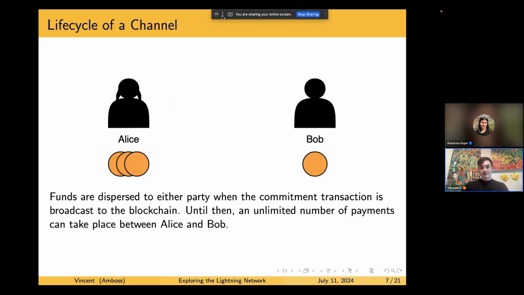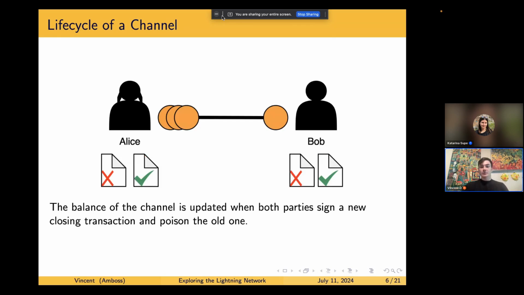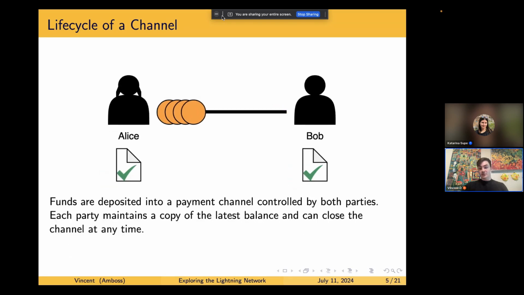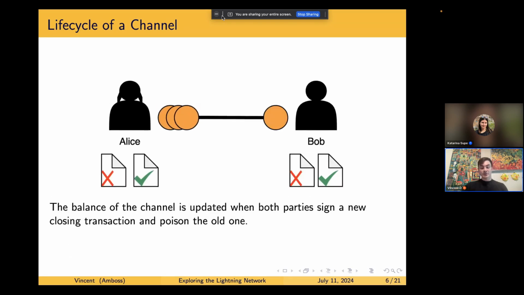So when that happens, the funds are dispersed to either party according to that transaction. And until then, an unlimited number of payments can take place between Alice and Bob. Whereas before, on the base chain, each time you wanted to make a payment, that was one transaction. But here, you can consolidate an unlimited number of payments between Alice and Bob into just two transactions, one to open the channel and then one to close it.